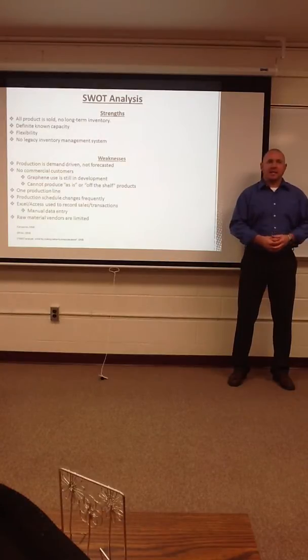Another weakness is that they run only one production line to support sales. This structure is proven to be useful, but restricts output to build inventory. Production schedules can change frequently. This may disrupt production planning by affecting inventory levels of raw materials unexpectedly. The use of Excel and Access to record material, sales orders, and transactions is a manual entry system prone to human error. On a final note, raw material vendors are limited. In the event delivery is not available, alternative vendors are not common for proprietary carbons and chemicals.